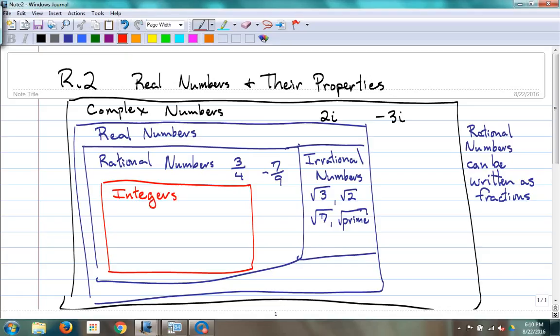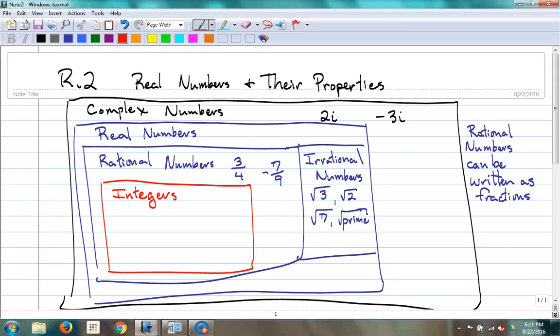Integers are what kind of numbers? Are they fractions? Not usually written as fractions. Could they be written as fractions? Yeah? Give me an example of an integer. How old are you? 28. That's an integer. 28 is an integer. How could 28 be written as a fraction?